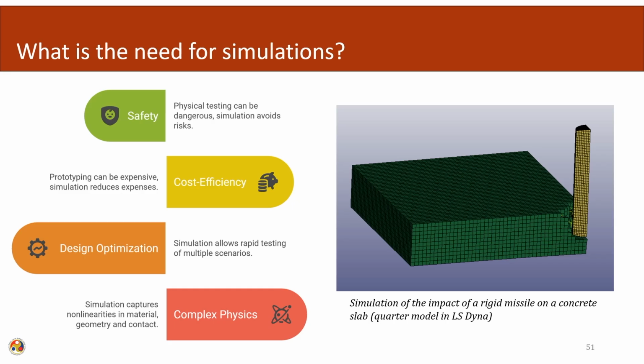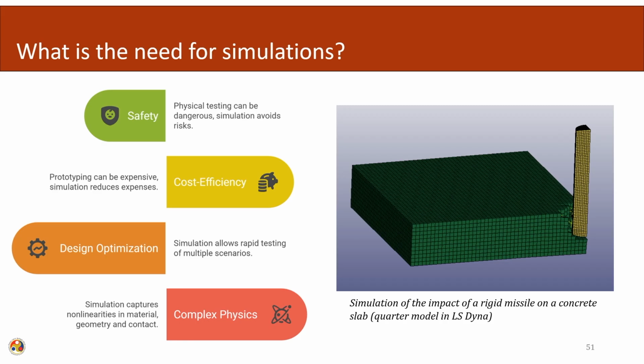One of the main simulation approaches being used nowadays is the finite element method or the finite difference method. We will now go through what these methods are and how they are used. As I said earlier, physical testing can be dangerous because we are dealing with extreme events. Testing in blast and impact scenarios can prove to be very dangerous, and simulation avoids this type of risk. Simulation is cost effective, since prototyping can be expensive and simulation reduces these expenses. Design optimization is achieved by the simulation method.